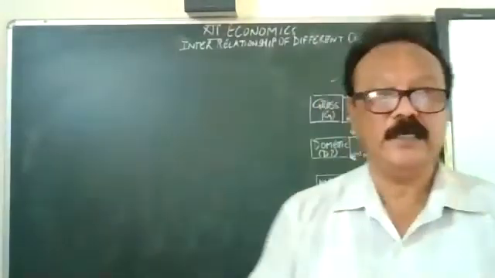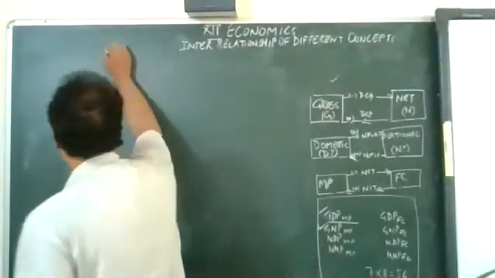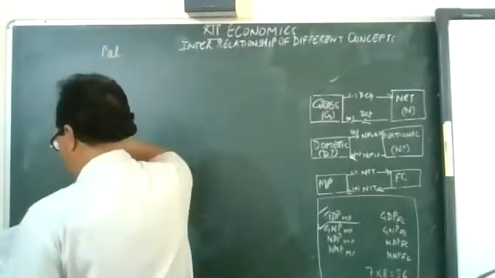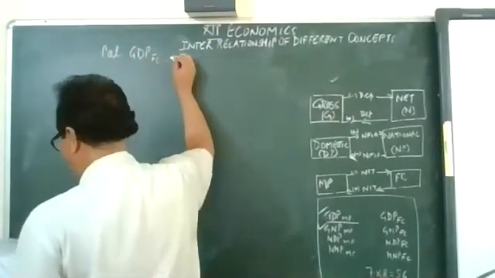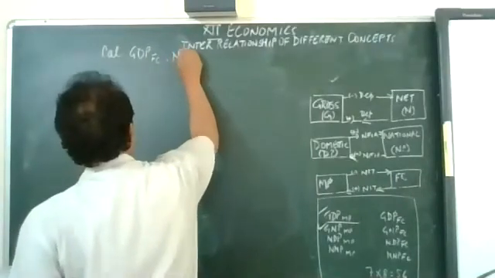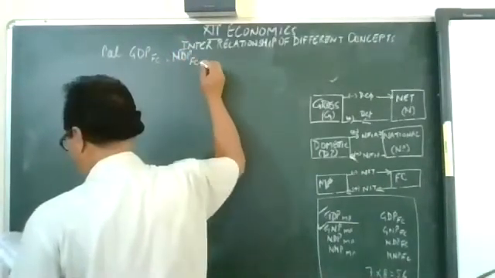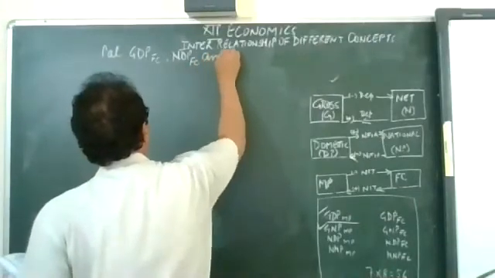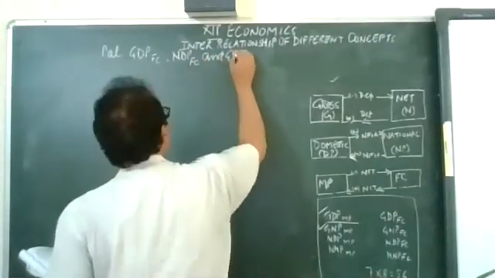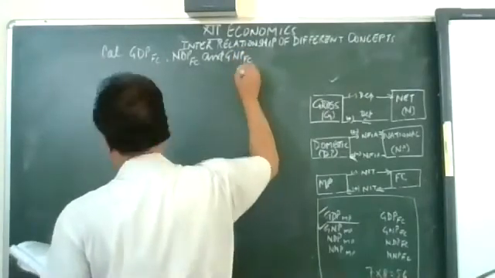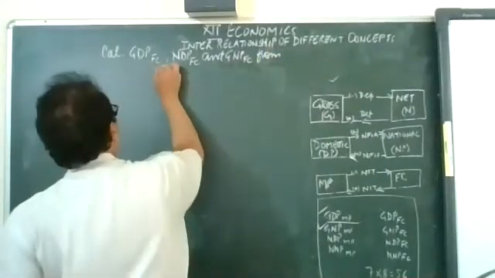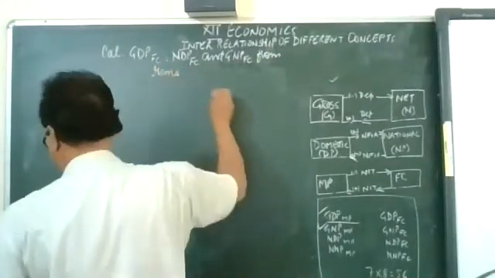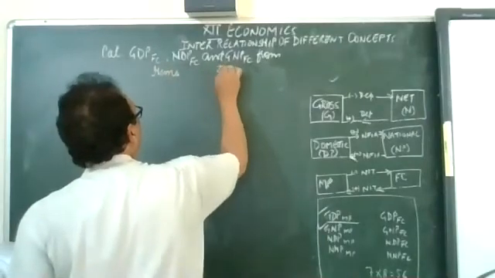Write down the question, please. The question is: calculate GDP at factor cost, NDP at factor cost, and GNP at factor cost from the following items. The rupees in crores is given.